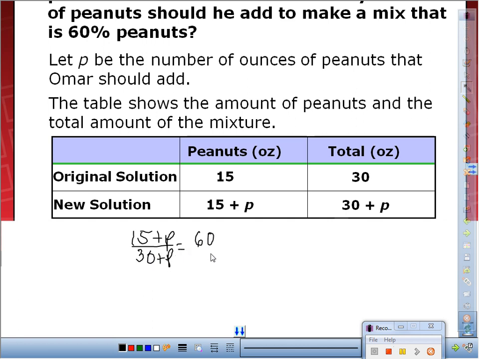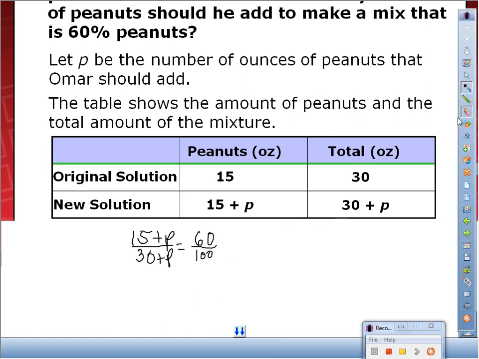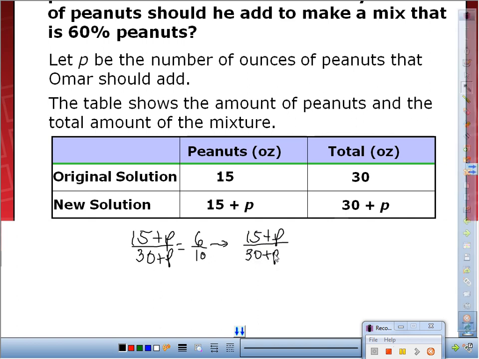And 60% as a fraction is 60 over 100. But if you get rid of some zeros, it's 6/10. And can't we simplify that a little bit more? 15 plus P over 30 plus P equals 3/5. Cross multiply. This becomes 90 plus 3P equals 75 plus 5P.